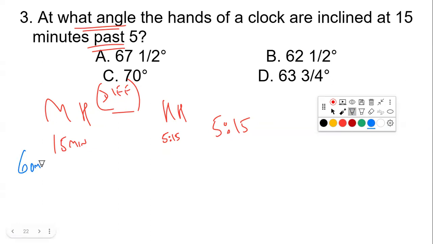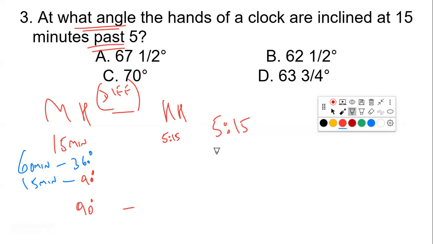And quickly, the minute hand takes 60 minutes to make one full rotation of 360 degrees. Agree? So 15 minutes, how many degrees? It is only 1/4. So 1/4 of 360 degrees is how much? 90 degrees. Agree? When 60 minutes is 360 degrees, 15 minutes, 1/4 of it, will be 90 degrees. So 90 degrees minus.